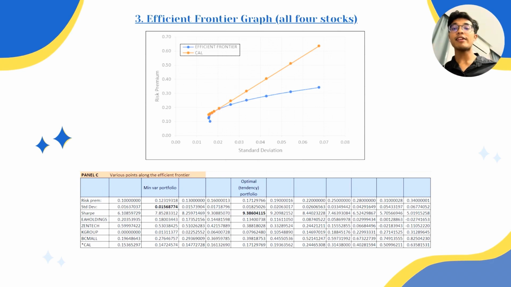First, we can invest in a balanced mix. For example, we can invest 40% in BC Mall, 39% in Zentech, and 8% in K Group, so that we can achieve an optimal portfolio. Next, we can also invest heavily in stable assets, like 60% in Zentech and 20% in EA Holdings, to get the safest portfolio.